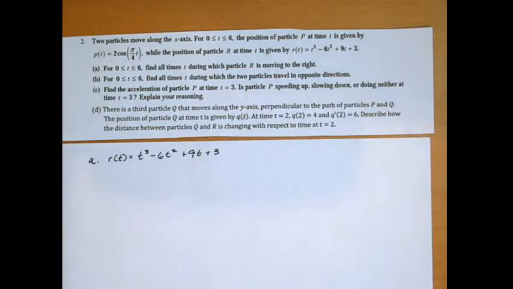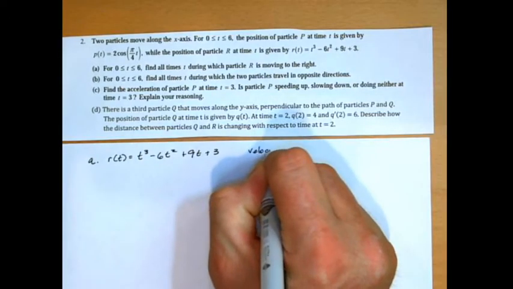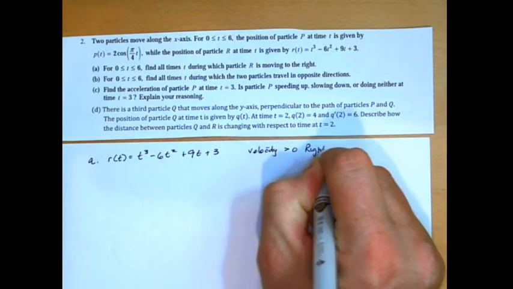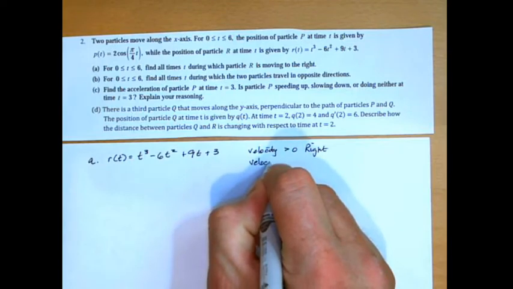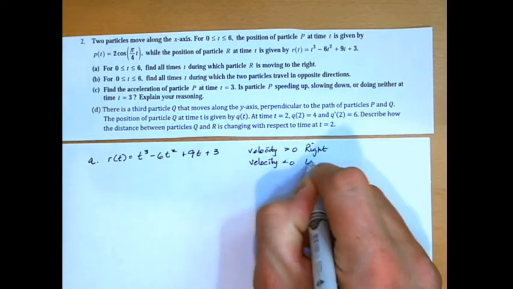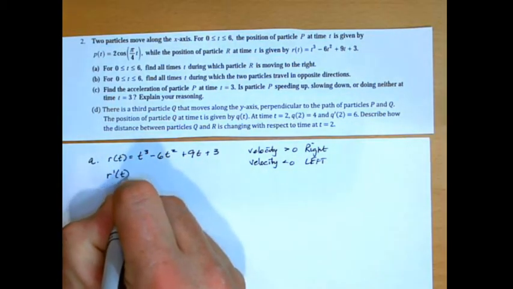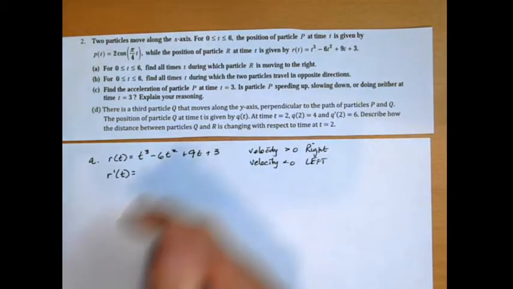A: for all times between 0 and 6, find the t where particle R is moving to the right. Well, what we need to look at is the velocity. If velocity is greater than 0, it's going to move right. You're putting on the gas pedal. If your velocity is less than 0, you're moving to the left. So this is one of those that we got with finding the derivative, setting it equal to 0, and finding extreme points.